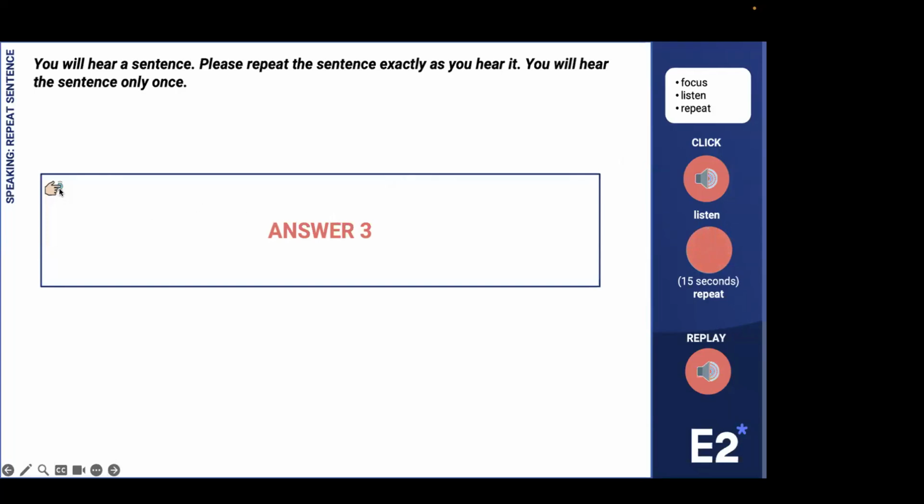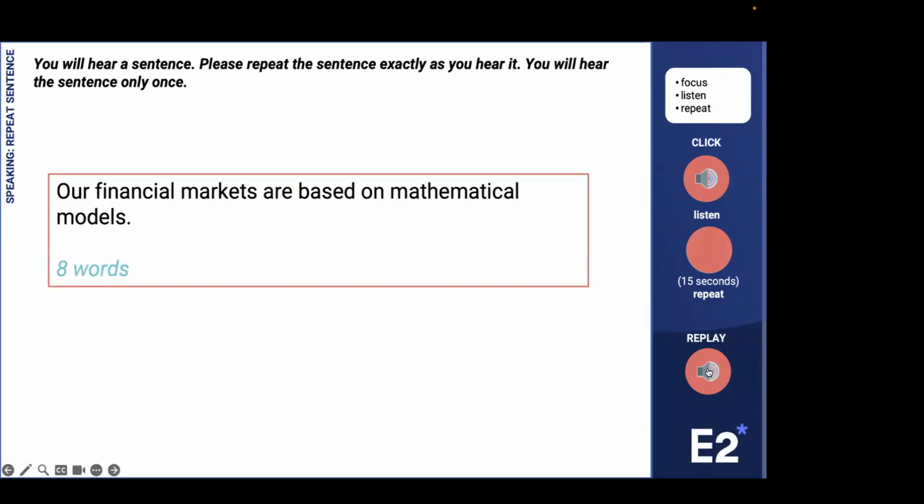Our financial markets are based on mathematical models. Okay, here it is. Our financial markets are based on mathematical models.